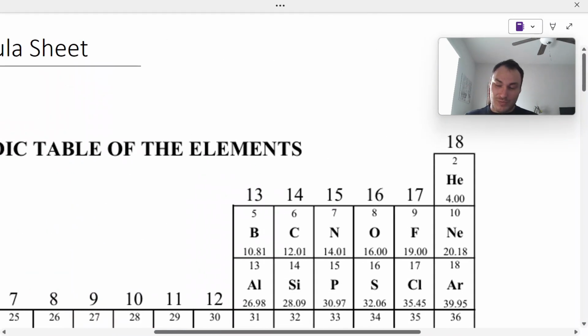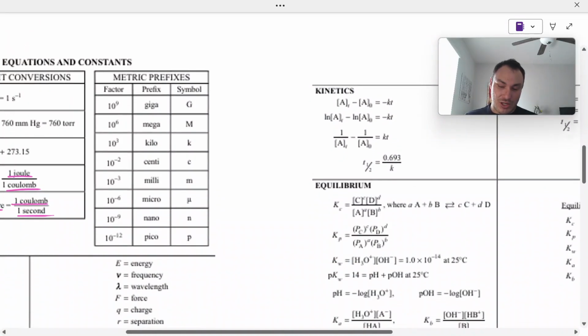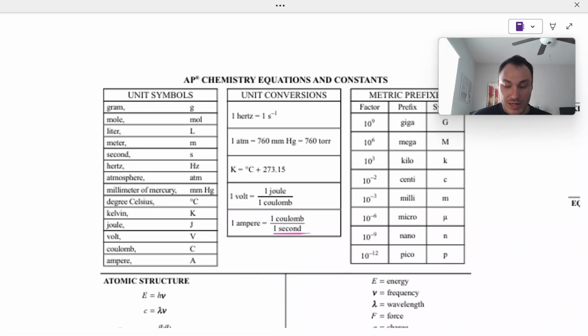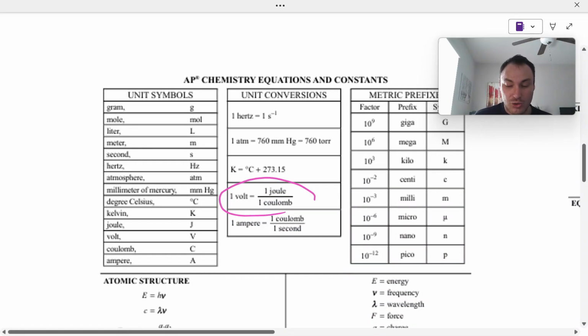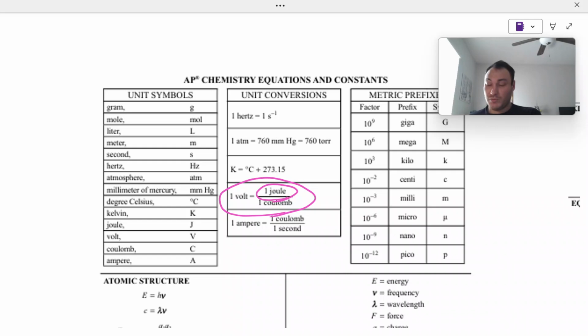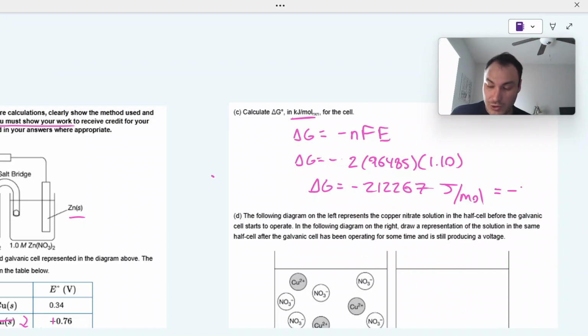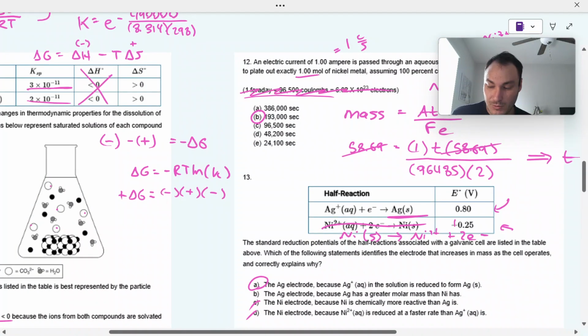And if we go to the top of the formula sheet, the part that no one ever looks at, up here, you are given that a volt is a joule over a coulomb. The important part there is joule. So volts are in terms of joules, not kilojoules. We are going to have to convert from joules into kilojoules because we're asked to report this in kilojoules per mole. So that's going to be negative, and then we're going to round to 3 sig figs, negative 212 kilojoules per mole, which is the correct answer.